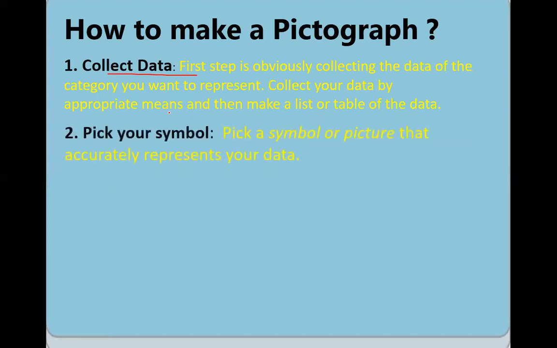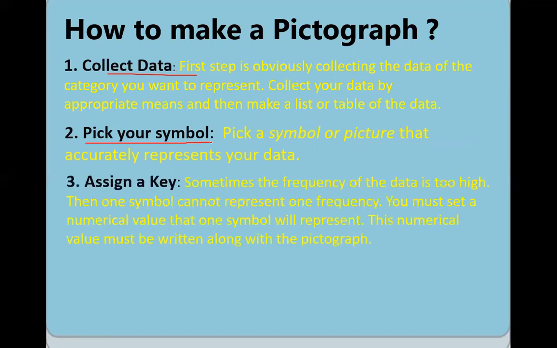After collecting the data, you have to pick your symbol to represent the data accurately. For it, you need a symbol or a picture to represent the data. Next, after selecting the picture or symbol, you have to assign a key to the particular symbol or picture. Assigning a key means you have to give a particular numerical value to that symbol, what it will represent, right? That numerical value must be written along with the picture.